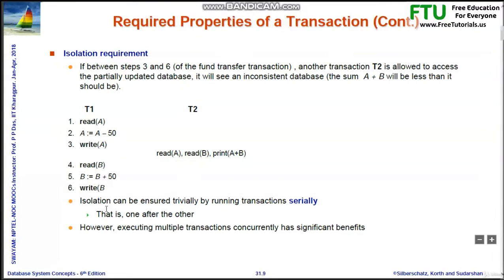Isolation means all transactions think that they are alone in the system, that no other transaction is there. That means serial execution. Isolation can typically be ensured by running serially. That is, the first transaction runs, and after it completes, the second transaction runs. However, executing multiple transactions concurrently has significant benefits.